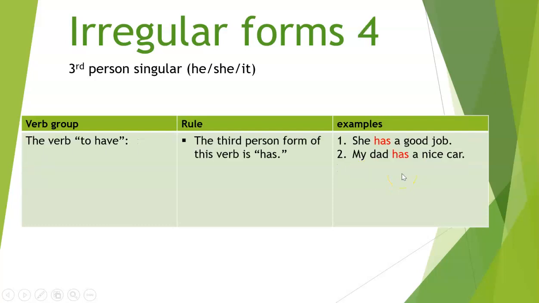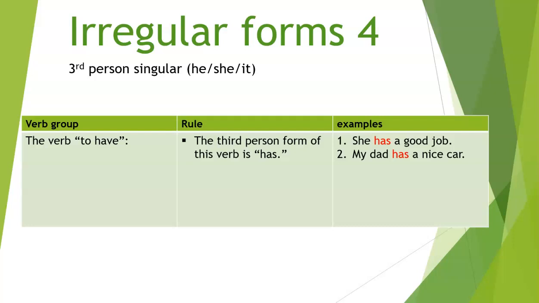Okay, let's go to group number 4. The verb to have. In that case, for third person singular, the verb changes from have to has. So for example, she has a good job and my dad has a nice car. So whenever we are using he or she or it, it's going to become has.